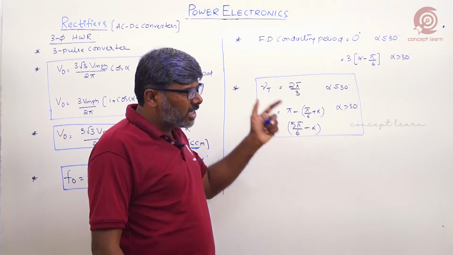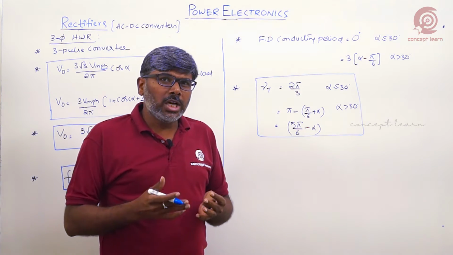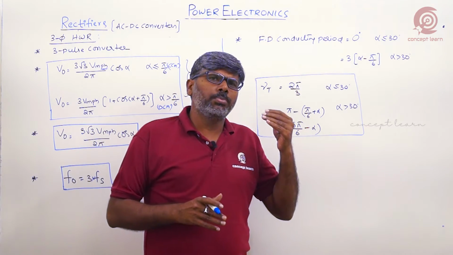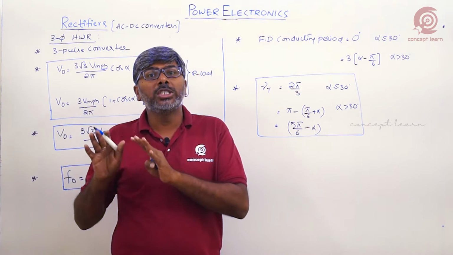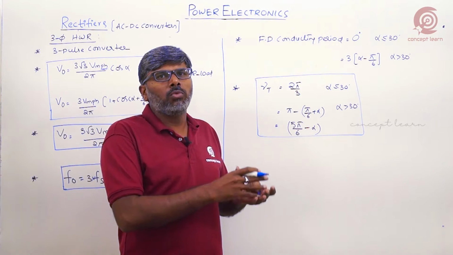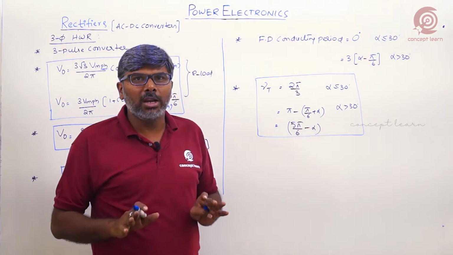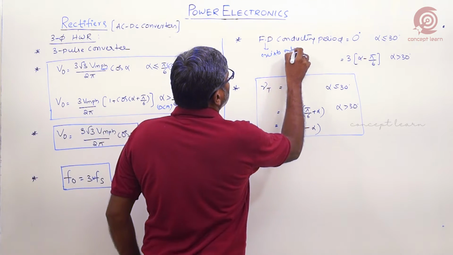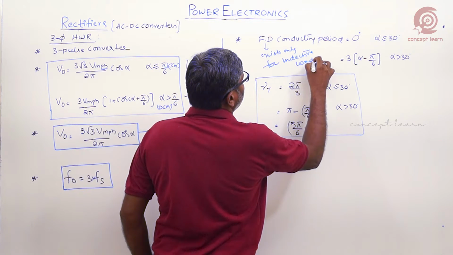Now coming to the conducting period of the switch and the conducting period of the freewheeling diode. We know that if the load is resistive, at any firing angle, the conducting period of the freewheeling diode is 0, by default, because the freewheeling diode conducts only when the load is inductive. So suppose the question is: the load is resistive, and what is the conducting period of the freewheeling diode at a particular firing angle? It would be 0 at any firing angle alpha. Freewheeling diode exists only for inductive loads, not for resistive loads.